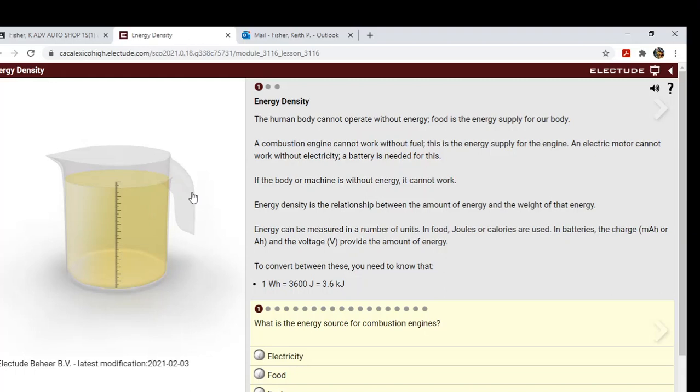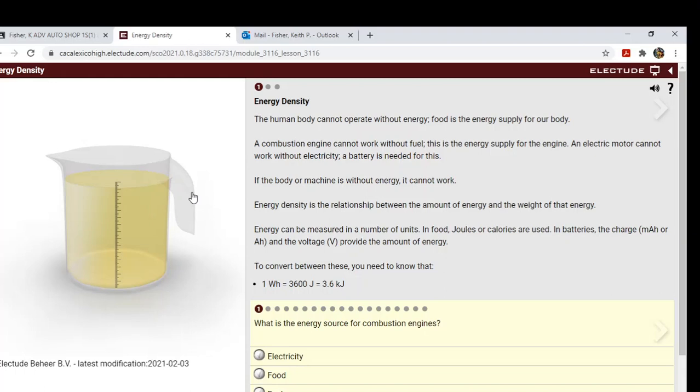Energy density is the relationship between the amount of energy and the weight of that energy. Energy can be measured in a number of units. In food, joules or calories are used. In batteries, the charge in milliamp hours or amp hours, and the voltage provide the amount of energy. To convert between these, you need to know that 1 watt hour equals 3,600 joules, which equals 3.6 kilojoules.